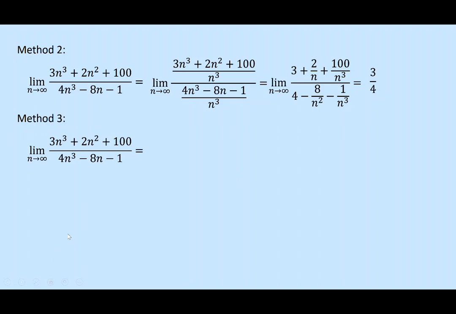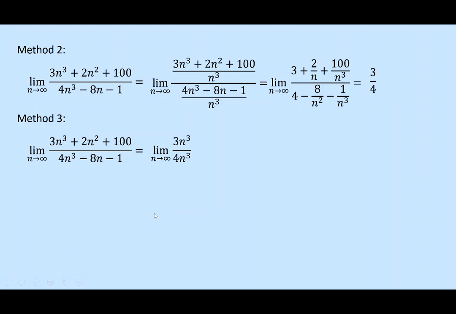I like this one. This one says, please pay attention, because we are talking about n approaching infinity only, in those kinds of cases, you can ignore the lower order terms in favor of the highest order term. What does that mean? The 3n cubed has an order of 3, right? So 2n squared and 100, they are lower order terms compared to 3n cubed. So you can just completely drop them, ignore them. Similarly, in the bottom, you can ignore minus 8n minus 1 in favor of 4n cubed. Keep the 4n cubed, but just completely drop these other two. And so you end up with this.